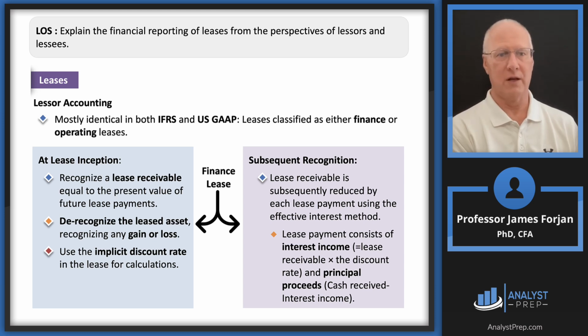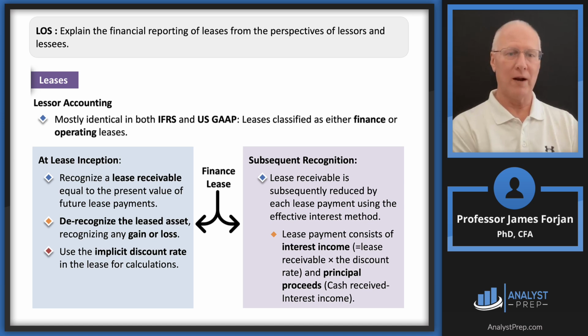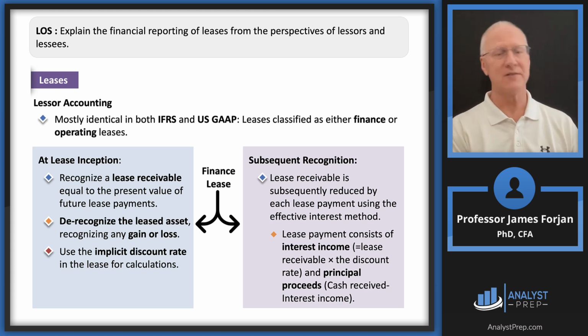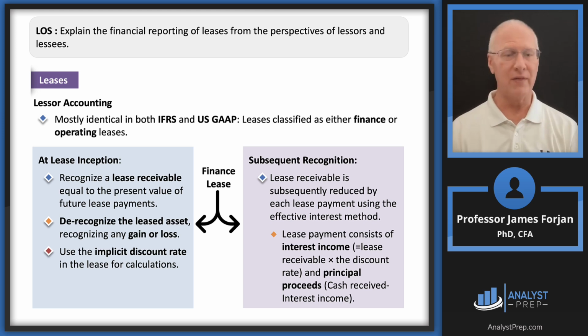At the lease inception, let's think about it. If we're the lessor, we own this asset. We're going to recognize a lease receivable, which is another asset. You can't have, on the left-hand side of the balance sheet, a line for each asset, so you have to get rid of one. We recognize a lease receivable as the present value of those lease payments. And then we have to de-recognize the leased asset, which means we have to get rid of it. De-recognition, I don't even know if that's a word.